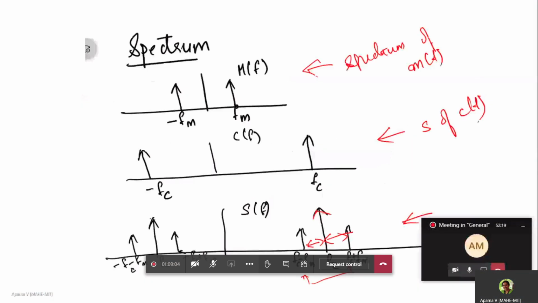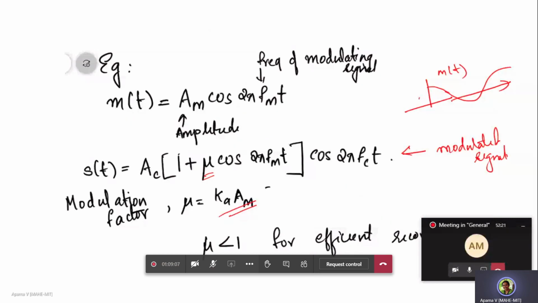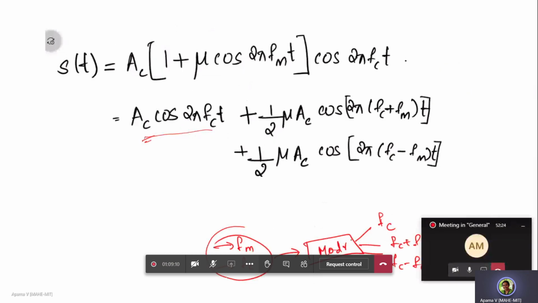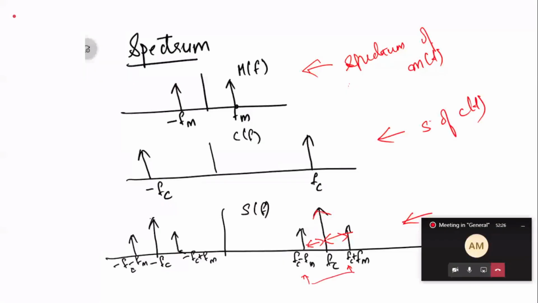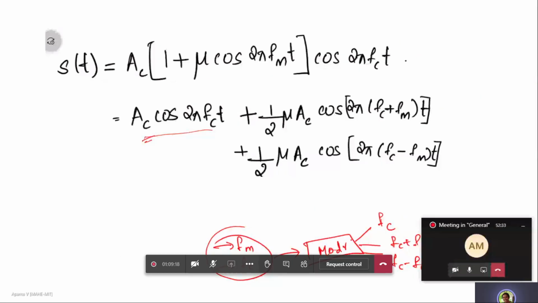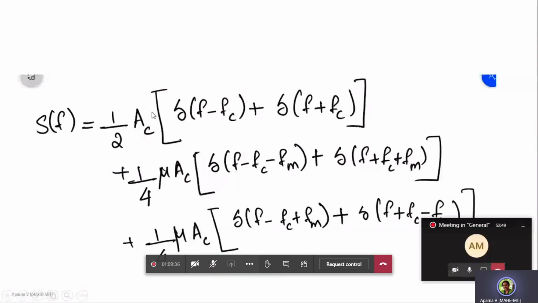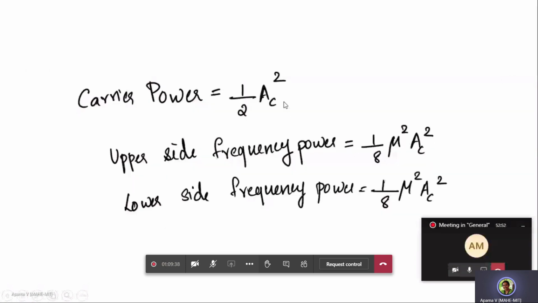See, the standard AM. This was my expression for AM, and I analyzed the power and found that the carrier power is the largest for this AM signal. You can see that this is AC, the amplitude is AC itself, but for these two signals you have lesser amplitude. So which part will have more power? This part, right? AC. Writing the expression, the carrier power, the first component, is half AC square. Upper side frequency is this one, and lower side frequency is this one.